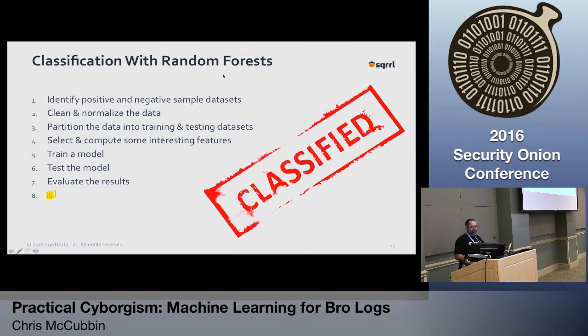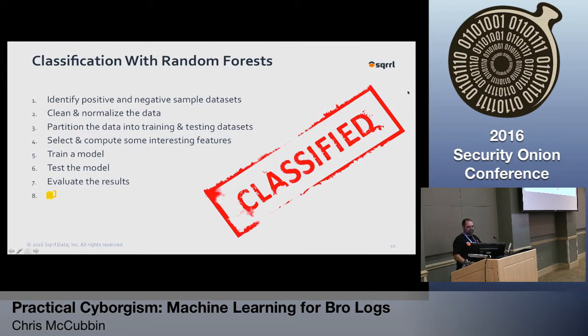So how do you do this with random forests? This is like how do you use grep, right? What you want to do is identify your positive and negative sample data sets. So you have a bunch of data, you want to label it either malicious or not malicious. You want to clean and normalize this data. What we usually do is partition the data into training sets and test sets and maybe a validation set.